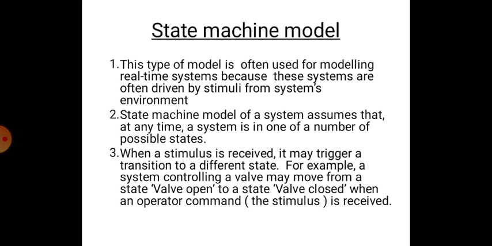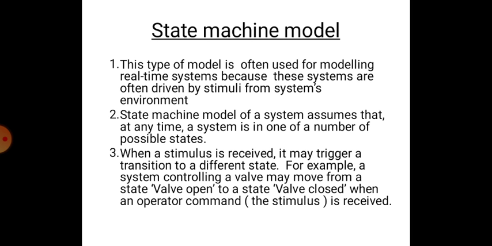Point number 2. State machine model of a system assumes that at any time a system is in one of a number of possible states. So students, you know very well there are a number of changes taking place in a system. So the system moves from one state to another state.